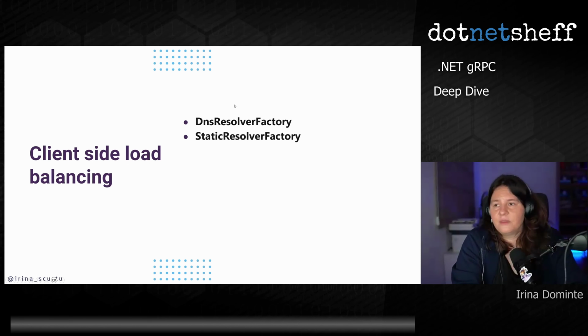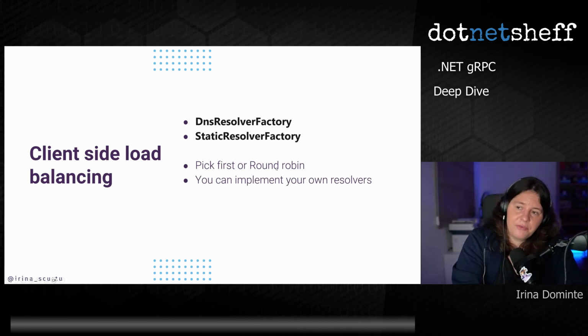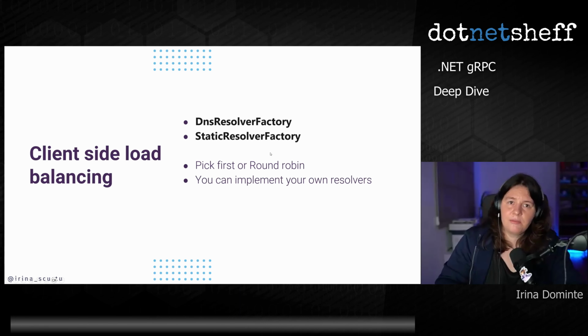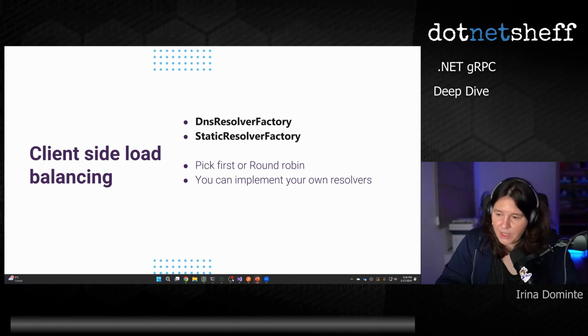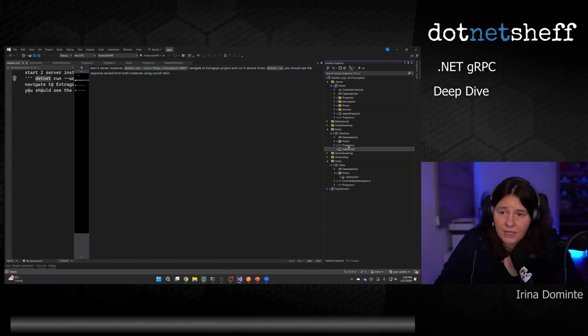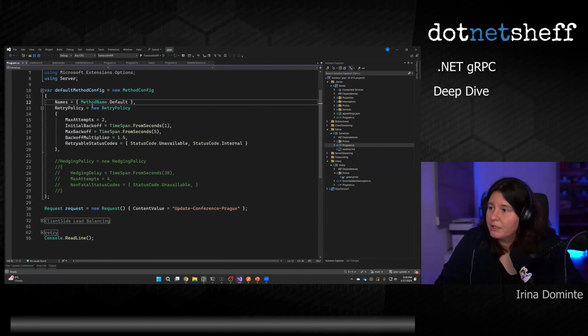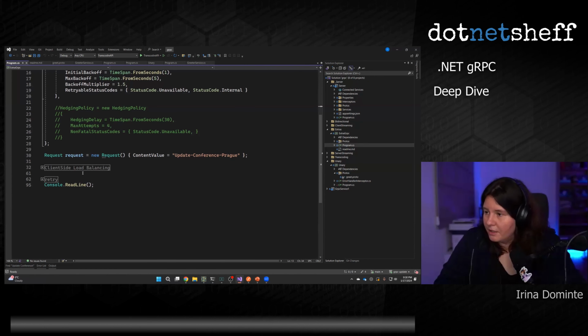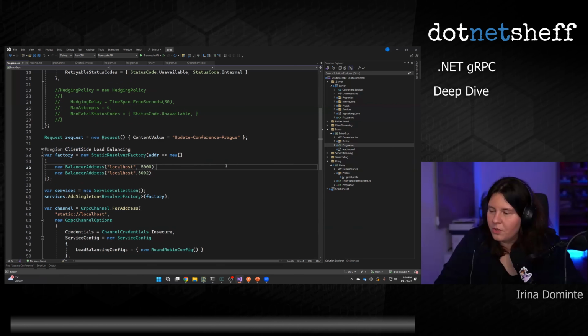You can have different types of resolver. You can be static, you can be DNS. You can pick first, round robin, or you can implement your own resolvers if you want. So how do you do that? Because that's the point. You do that by specifying a retry policy. Here. That's for you to have a look at.